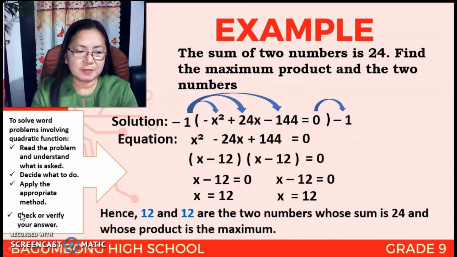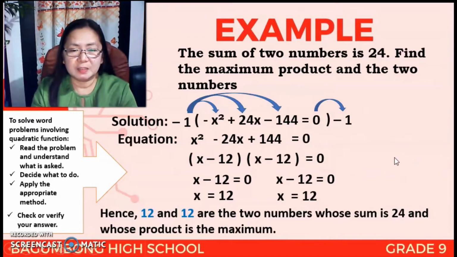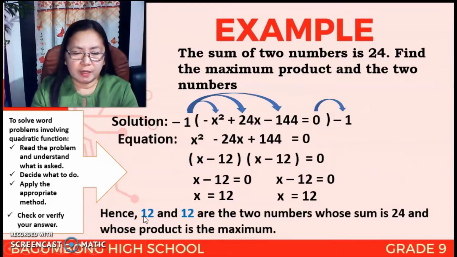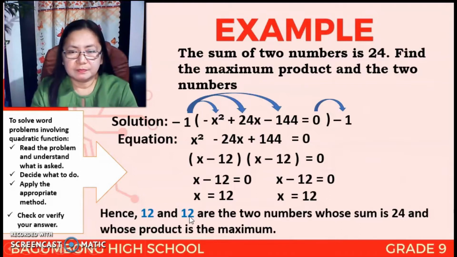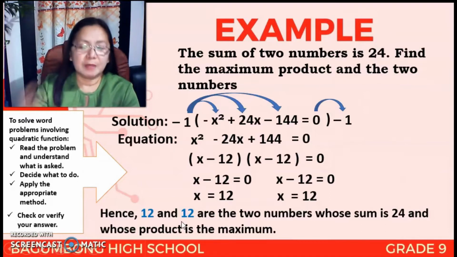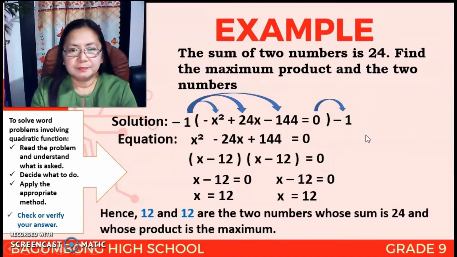So the last step is to check or verify your answer. Are 12 and 12, the sum is 24, yes. And the product, which is 144, is the maximum product.